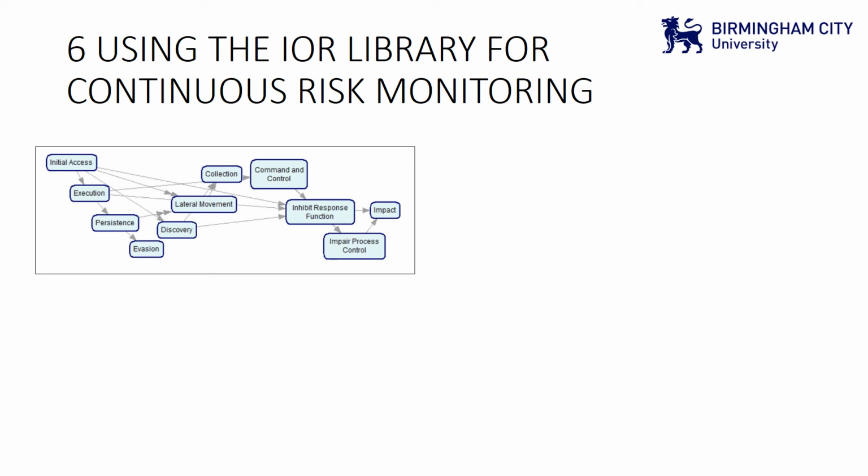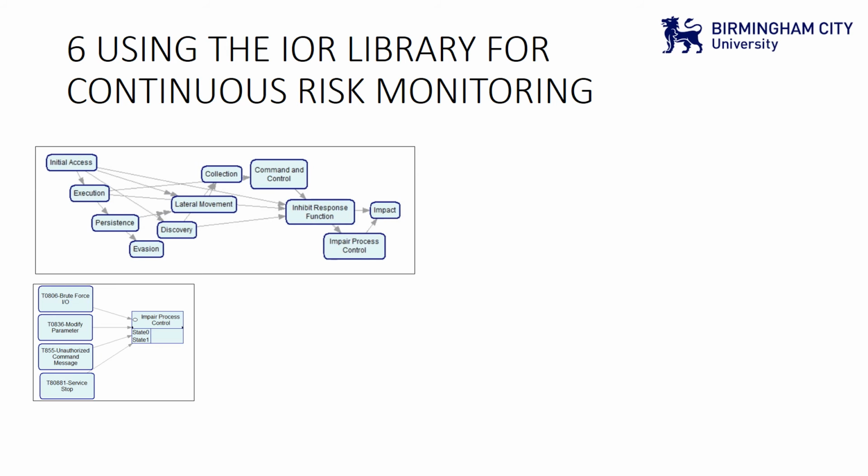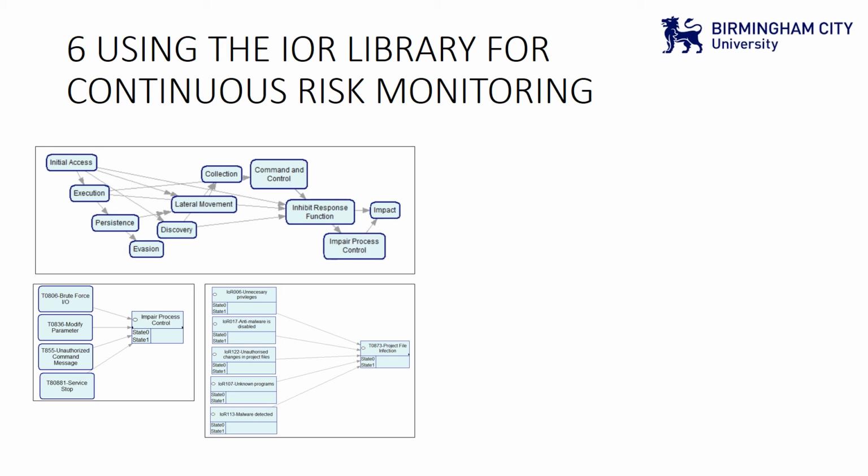So in this diagram, you can see the 11 tactics from the ICS ATT&CK matrix. Each one of these corresponds to a submodel. So if I click on it, I will see another network with all the techniques that relate to that tactic. In this case, we have the example of the impair process control tactic. Then if I click on one of the techniques, I have the nodes of each indicator of risk that has an influence on the probability of this technique.